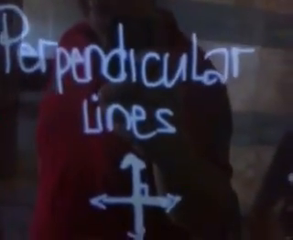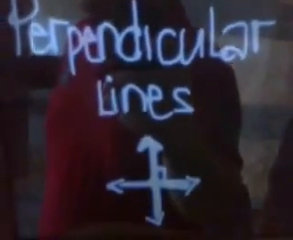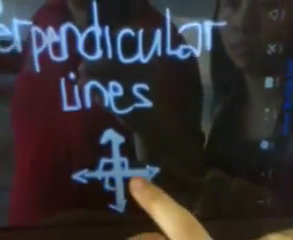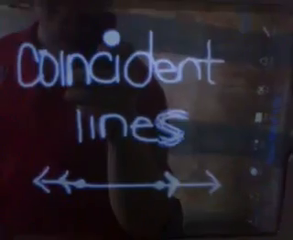Perpendicular lines. These lines intersect and form four right angles. Here is an example of a perpendicular line. Two lines that intersect and form a 90-degree angle, which is a right angle.